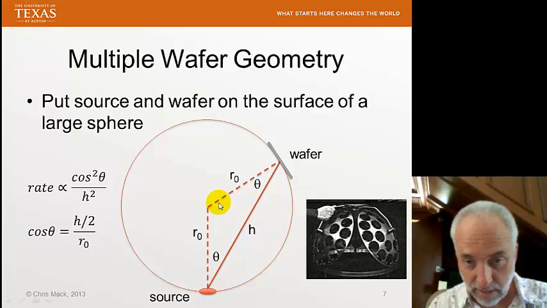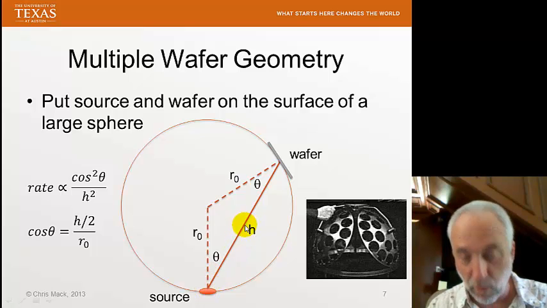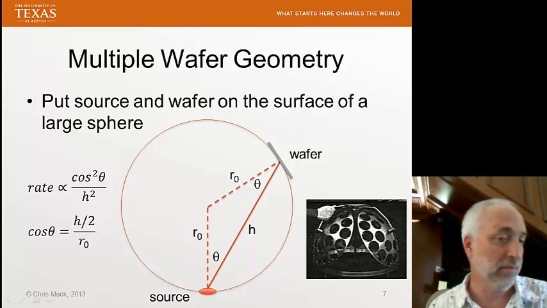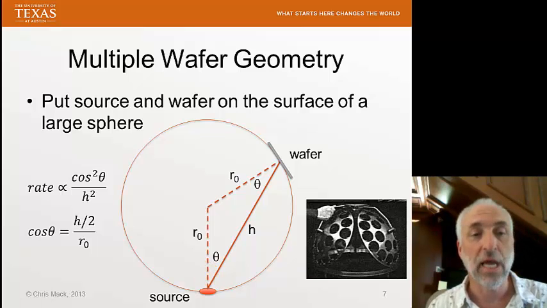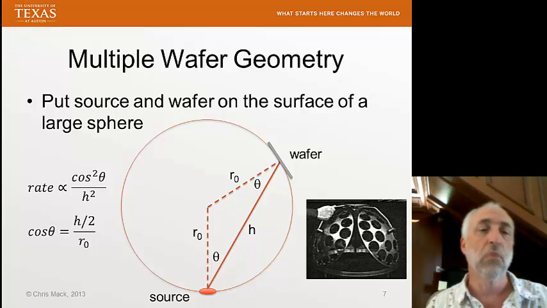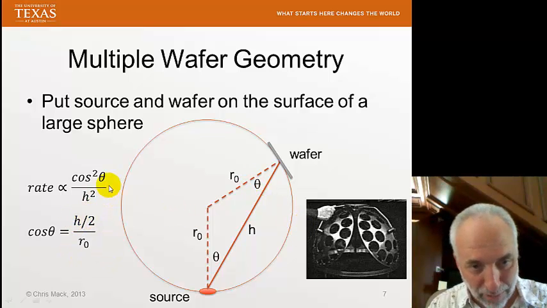Right? So if I drop a normal down from the center to h, you see that half of h is one leg of this right triangle. And cosine theta will be this h over 2 divided by r0. Okay, now square that. Cosine squared theta is h squared over 2 times r0 quantity squared. Plug that in. Square this term and plug it in here.